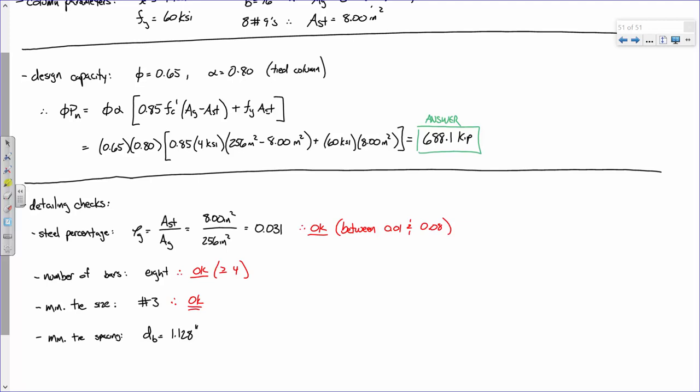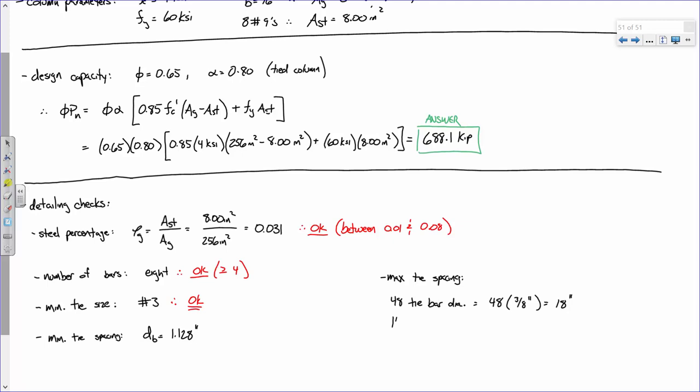So let's look at max tie spacing. Maximum tie spacing is computed as the minimum of the following three quantities. Okay. So first off, we have 48 tie bar diameters, which is going to be 48 times, what's the diameter of a number 3? 3/8, right? So you're both saying the same thing. So 3/8 of an inch. So what's 48 times 3/8? 18? Okay. So that's the first one.